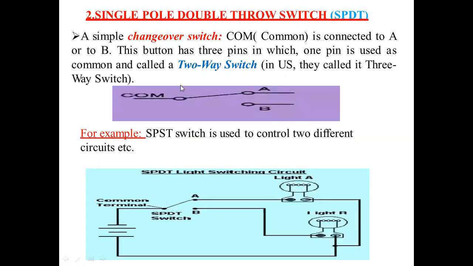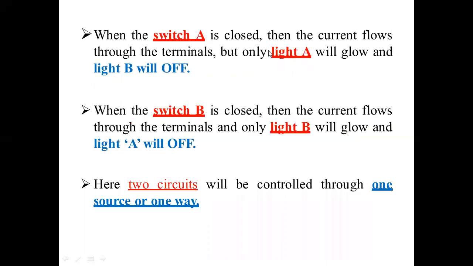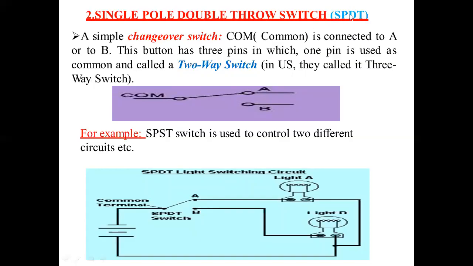And here you can see single pole double throw, SPDT. What happens in the SPDT? It is a simple changeover switch. Here is a common terminal, here is A, and here is B. A is one output, B is another output. If the common terminal is connected to A, the appliance connected to A is switched on and the appliance connected to B is off.